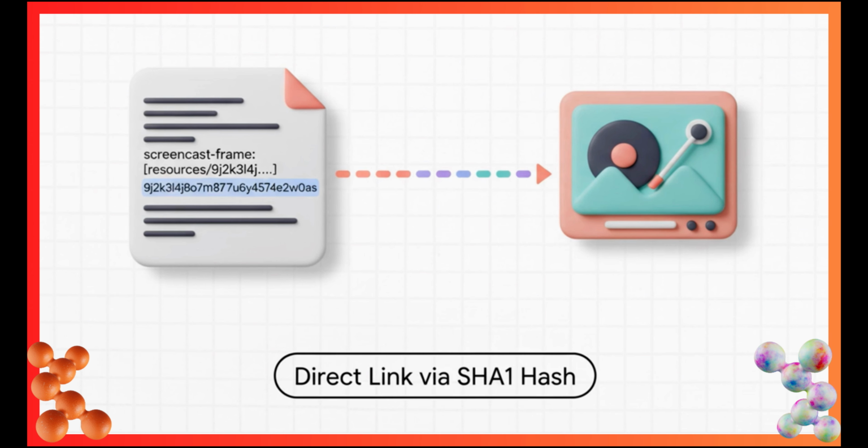And this is how it all connects. The trace file, which is all text, needs a way to refer to a specific image, right? Well, it just includes that image's unique SHA-1 hash. It creates a perfect, unbreakable link between the event in the log and the visual proof in the resources folder.